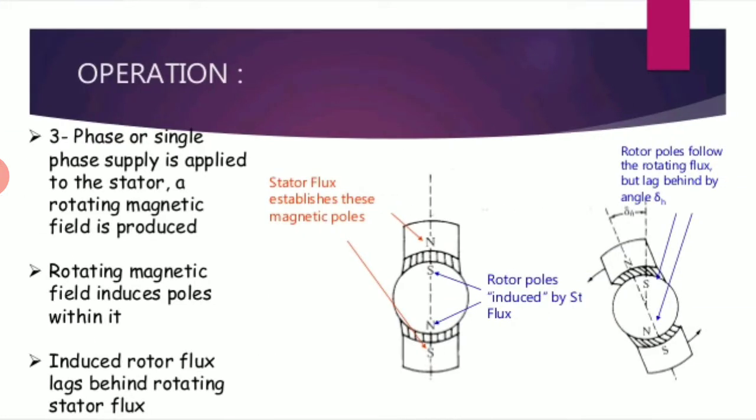Then, on operation, a three phase or single phase supply is applied to the stator. A rotating magnetic field is produced. The rotating magnetic field induces poles within the rotor. The induced rotor flux lags behind the rotating stator flux. The stator flux establishes these magnetic poles, and the rotor flux poles follow the rotating flux but lag behind the stator flux at an angle delta.